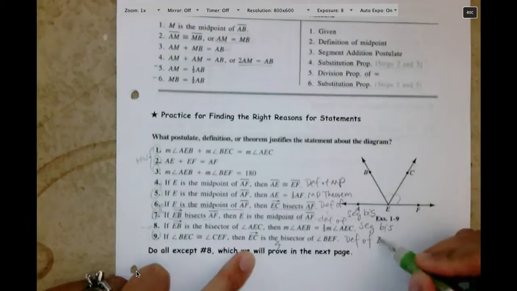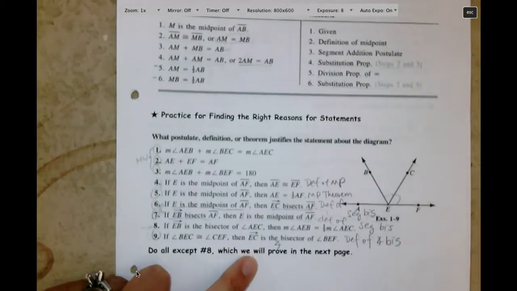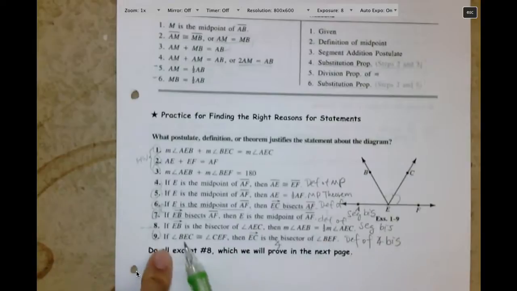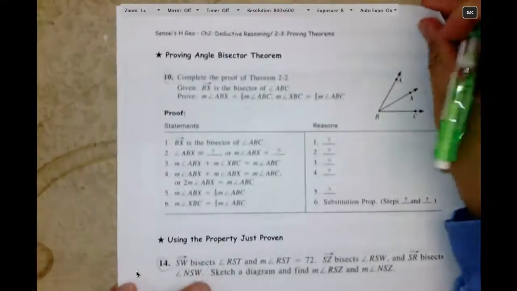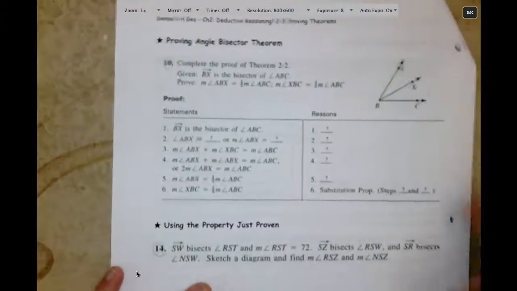Again, if you flip this into converse, the ray EC is the angle bisector of angle BEF if and only if the angle BEC is congruent to angle CEF. So since the definition converse is true, you can write it as a biconditional, if and only if. All right, so this is the angle bisector theorem.